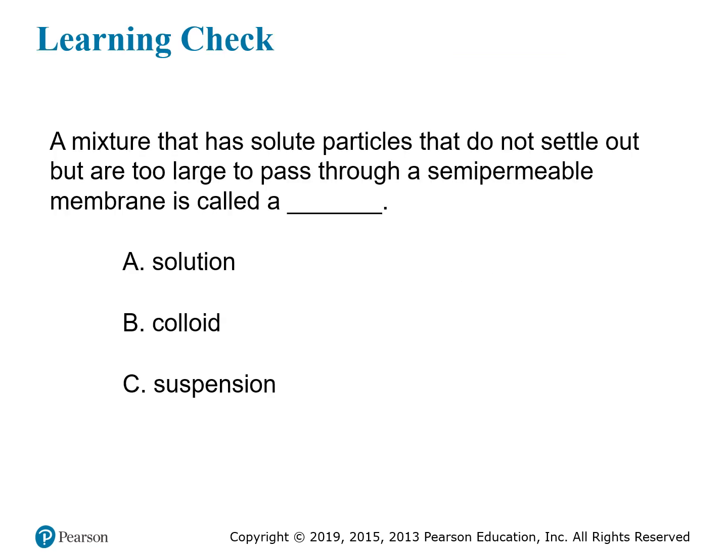A mixture that has solute particles that do not settle out but are too large to pass through a semi-permeable membrane is called a blank. Particles that do not settle out means it's not a suspension. Suspended particles will settle out. But if the particles are too large to pass through a semi-permeable membrane, that means it's not a solution. So that means it must be a colloid, B.